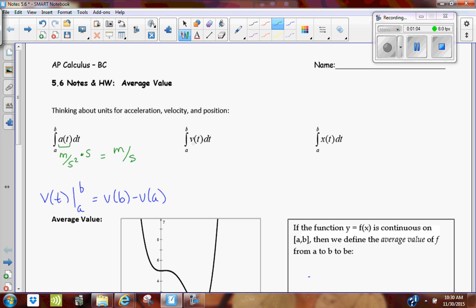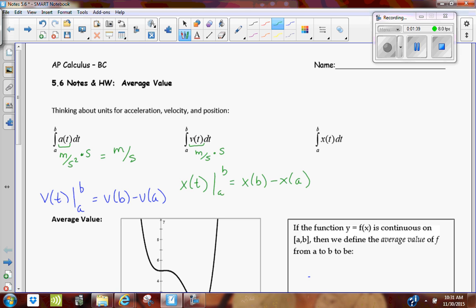All right. The antiderivative of velocity is position, which I'll use x. So this would be x of t evaluated from A to B, which would be x of B minus x of A. What kind of units would that be? Meters. Now, why are they meters? Because velocity is meters per second, time is seconds, meters per second times seconds is just meters.